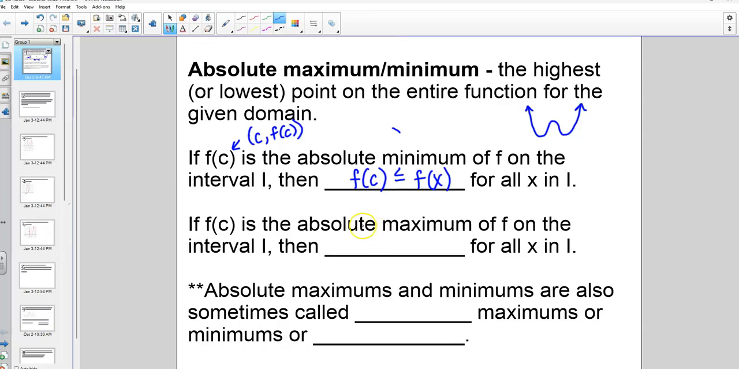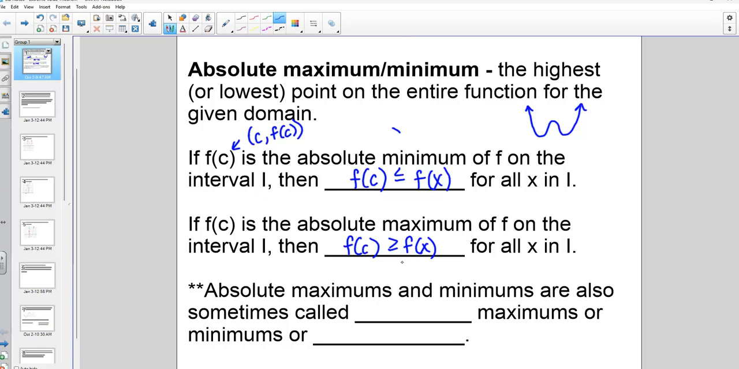If you have an absolute maximum, then it's going to be similar, but f of c is going to be greater than or equal to f of x. Your y coordinate there is higher than the whole function anywhere else.